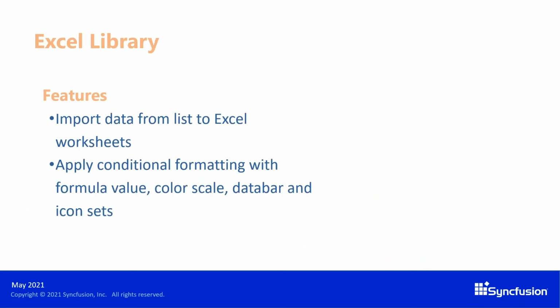So the next set of features is from the Excel library. The features that we have provided in Excel are that we can import data from a list of Excel worksheets, and you can apply conditional formatting like you can provide formula value, color scale, data bar, and you can also provide icon sets. So these are the features in the Excel library.